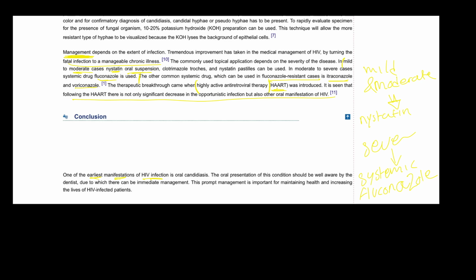In conclusion, as we said, the earliest manifestation of HIV infection is oral candidiasis, so it is very important to diagnose it.